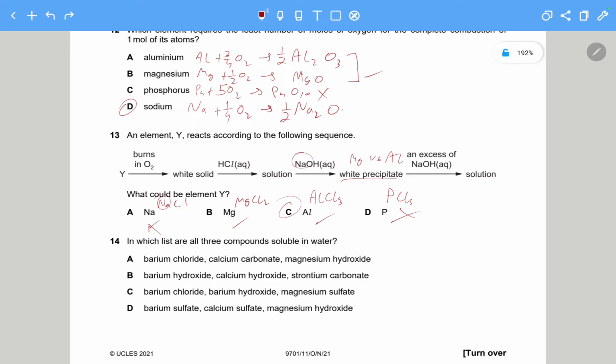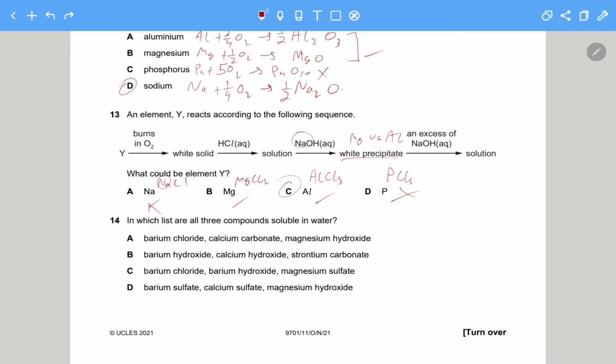So remember, for your practical paper, you will get the qualitative analysis sheet, but for your theoretical papers, which is this one and the structured questions paper, you will have to learn the qualitative analysis sheet. Question 14. In which list are all three compounds soluble in water? So we go through every option, every item in each list.